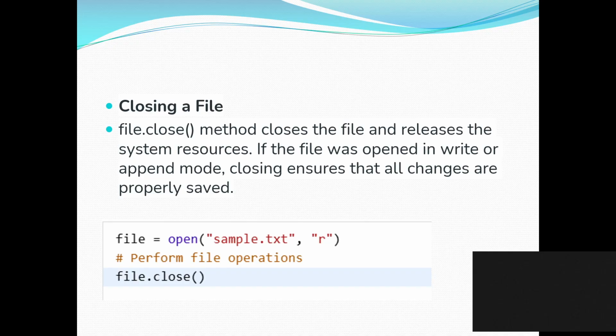The file.close method closes the file and releases the system resources. If the file was opened in write or append mode, closing ensures that all changes are properly saved. Okay. So it's an important programming practice while you're doing file handling. It's good to use file.close whenever your operations or program is over, so that everything is properly saved.